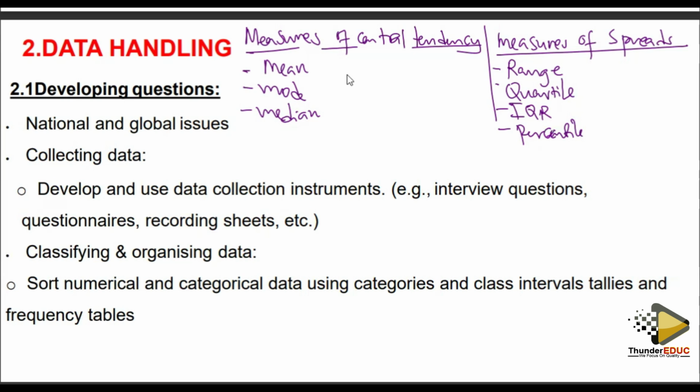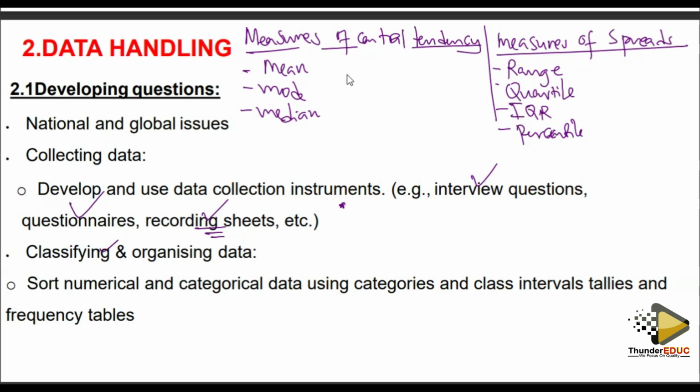You understand? Data collection: methods of data collection, we have interviews, we have questionnaires, we have recording sheets, and then we have observations. That's why we use a recording sheet, where you see and you record. You can also have group discussions, where you discuss something. Then classifying and organizing data.